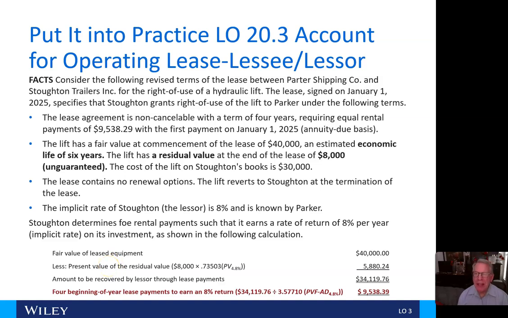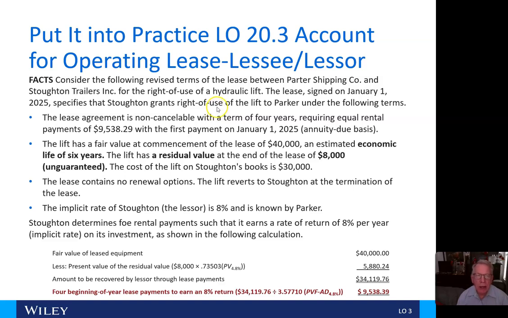Hi everybody, and welcome back to video number 6 in chapter 20. When we left off, we were looking to put into practice accounting for operating lease from the lessee and the lessor's perspective. The facts here are: consider the revised terms of a lease between Parker Shipping Company and Stroughton Trailers Incorporated for the right of use of a hydraulic lift.